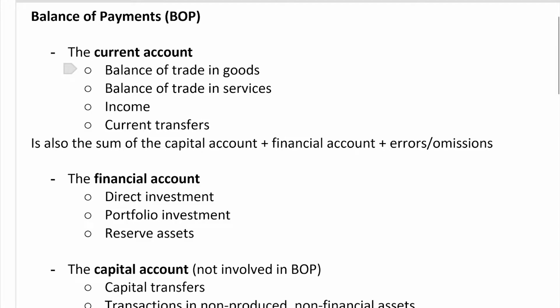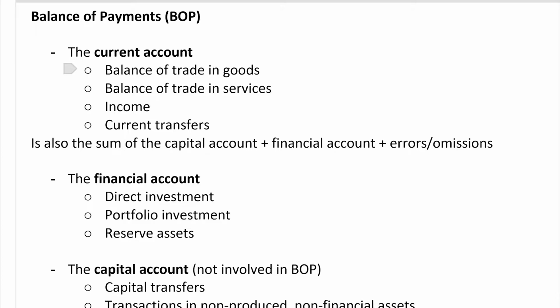Balance of payments. There are two components to balance of payments. They are the current account and the financial account. The current account consists of four parts: balance of trade in goods, a balance of trade in services, income, and current transfers. The financial account consists of three parts: direct investment, portfolio investment, and reserve assets.